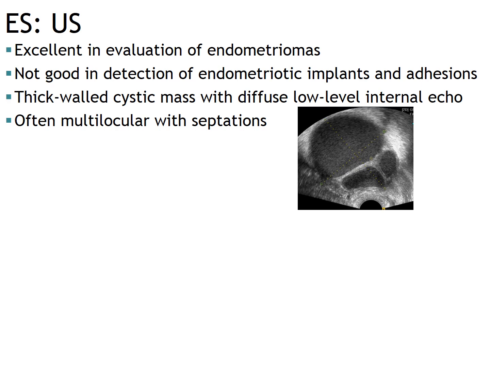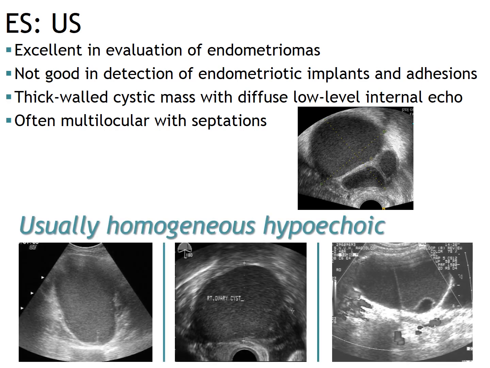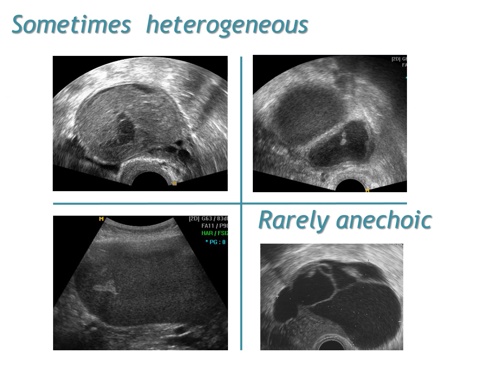Endometrioma appears as a thick-walled cystic mass with diffuse low-level internal echo and often has multilocular appearance with septations. Endometriomas usually have homogeneous hypoechoic contents. Sometimes endometriomas have heterogeneous internal echoes, and rarely it can be totally anechoic.